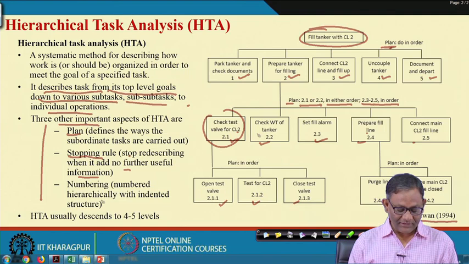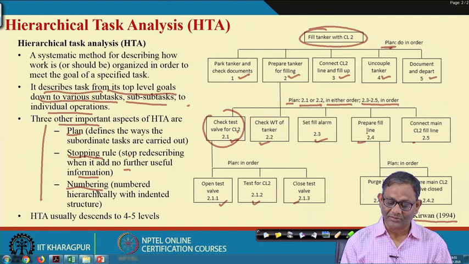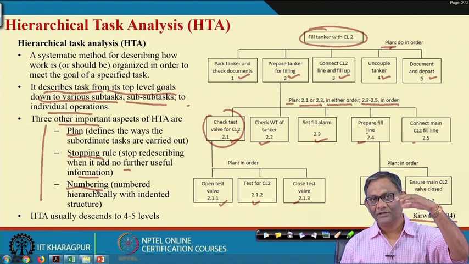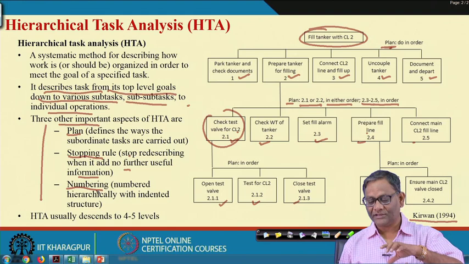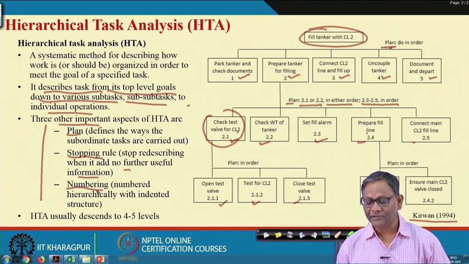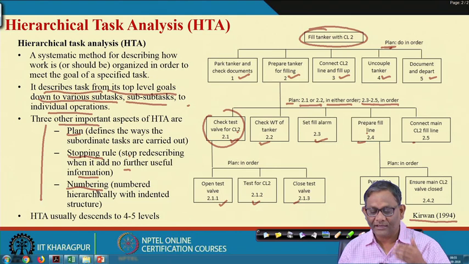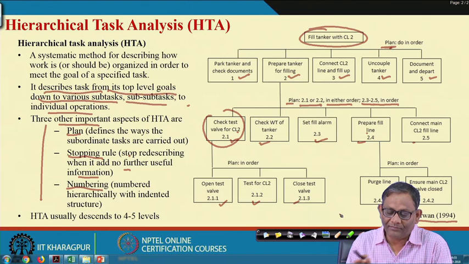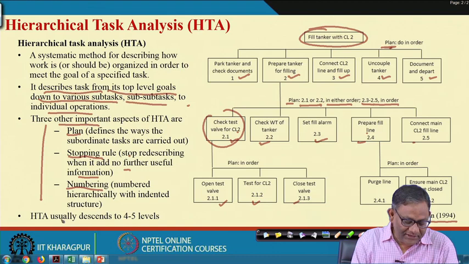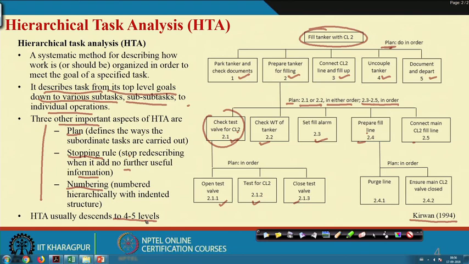So, then what is task analysis? This is our hierarchical task analysis, because we started with the ultimate goal, and then finally we break down to the individual operation level. And in between, when you start with this overall goal, you plan how that overall task will be completed, and then again the subtask, if it requires further redescribing, then you do this. In this manner you come to the bottom level when no further redescription is needed, because you are at the actual execution and operation level. So, an HTA usually descends to 4 to 5 levels. When we go 4 or 5 levels, it will be covered. This is hierarchical task analysis.